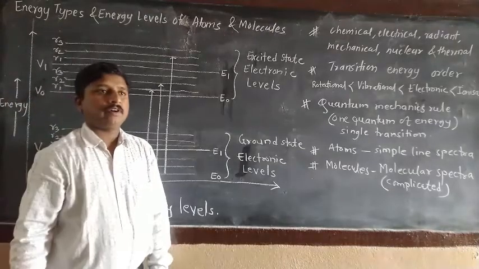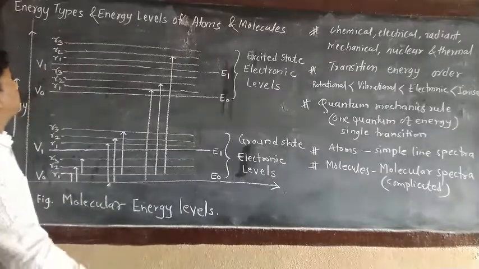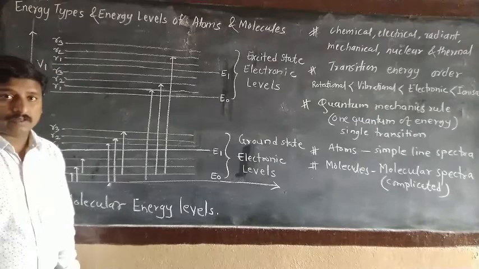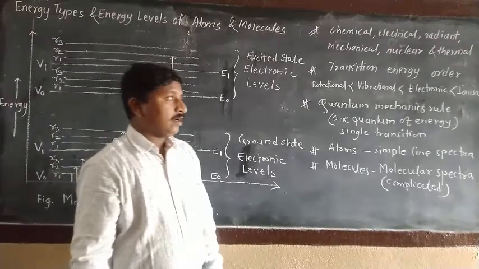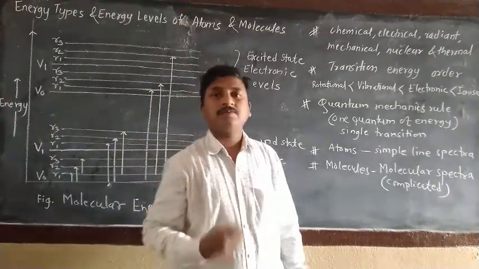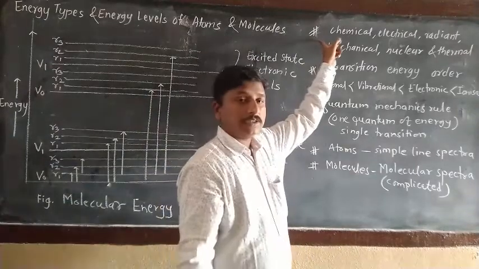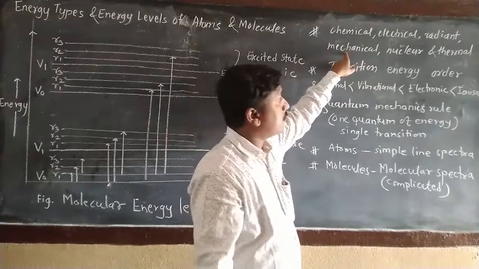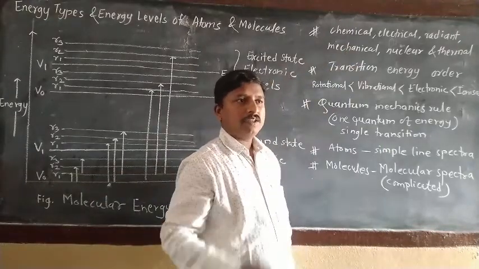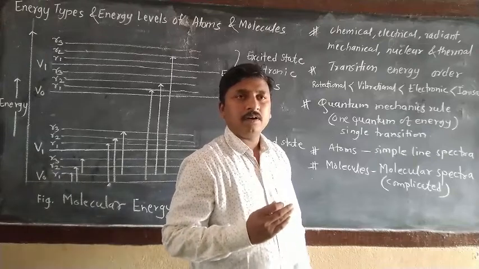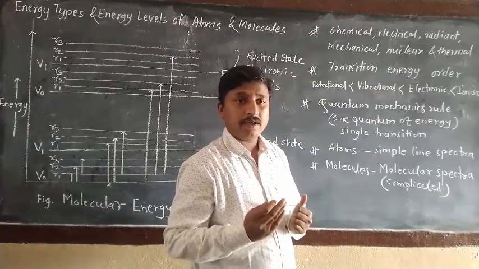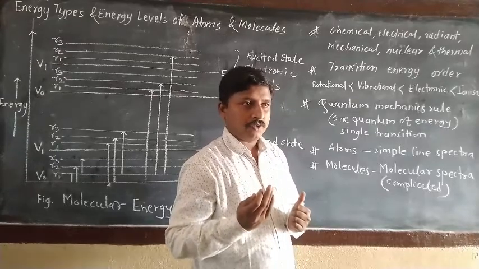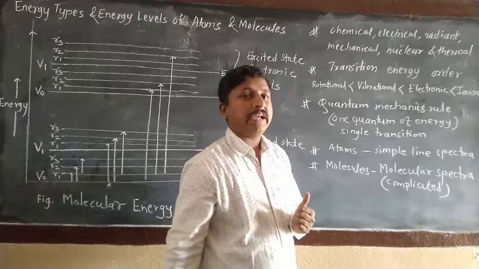Hello friends, today I am going to talk with you about the energy types and energy levels of atoms and molecules. Okay. Generally there are 6 forms of energy: chemical energy, electrical energy, radiant energy, mechanical energy, nuclear energy and thermal energy. These 6 forms of energy are interrelated and interconverted into each other.